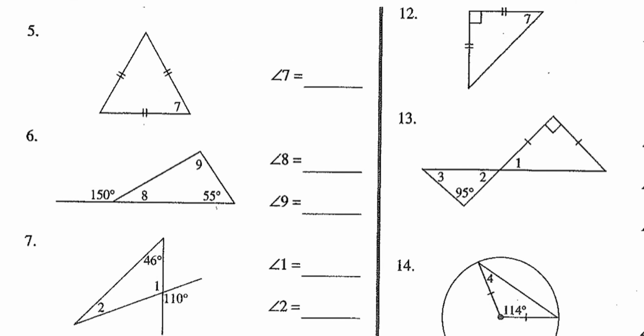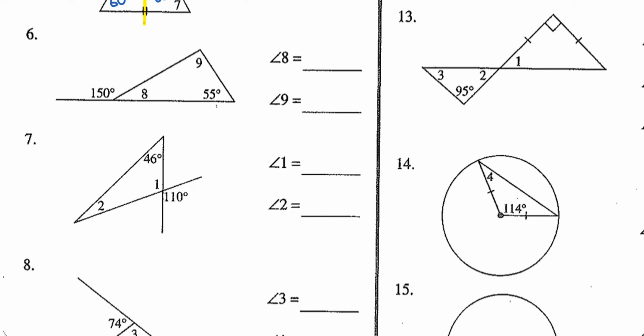And for question number 5, we notice that all three of the sides are equal. So this is an equilateral triangle, and that just means all the angles are going to be 60 degrees. So this is 60, that's 60, and that's 60. So angle number 7 is going to be 60 degrees. Okay, moving on to question number 6.